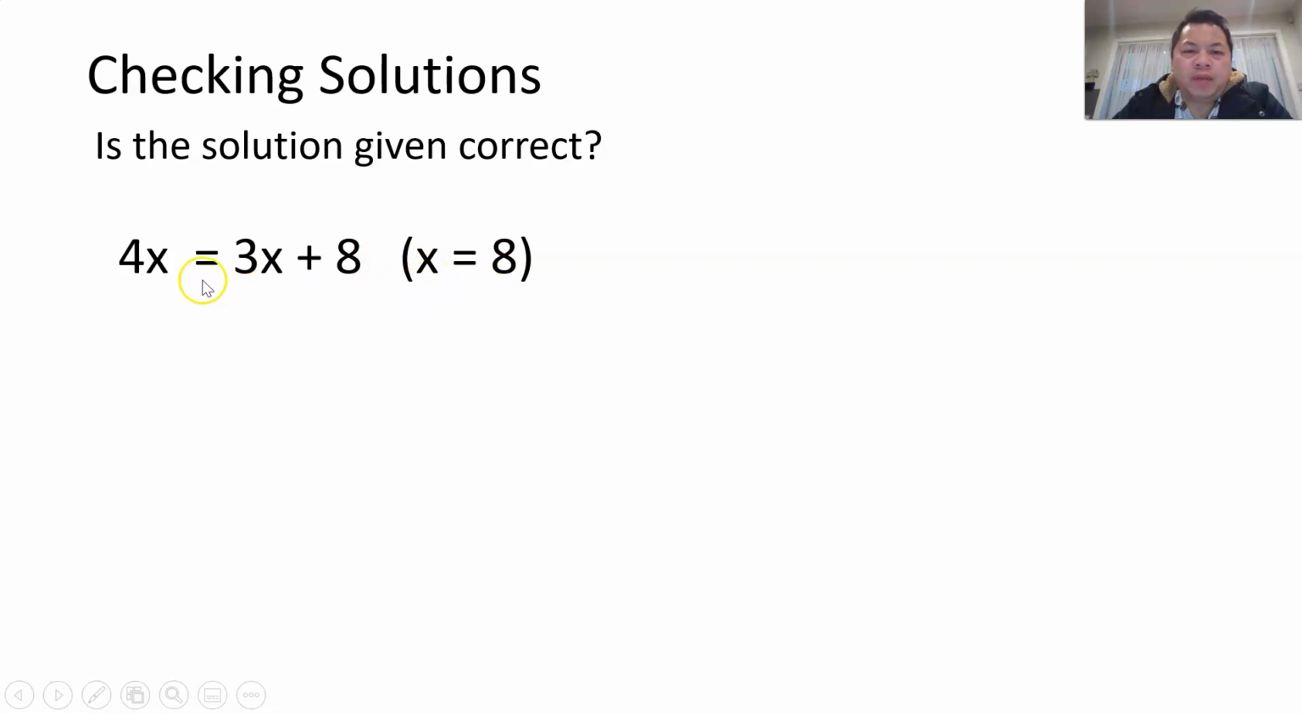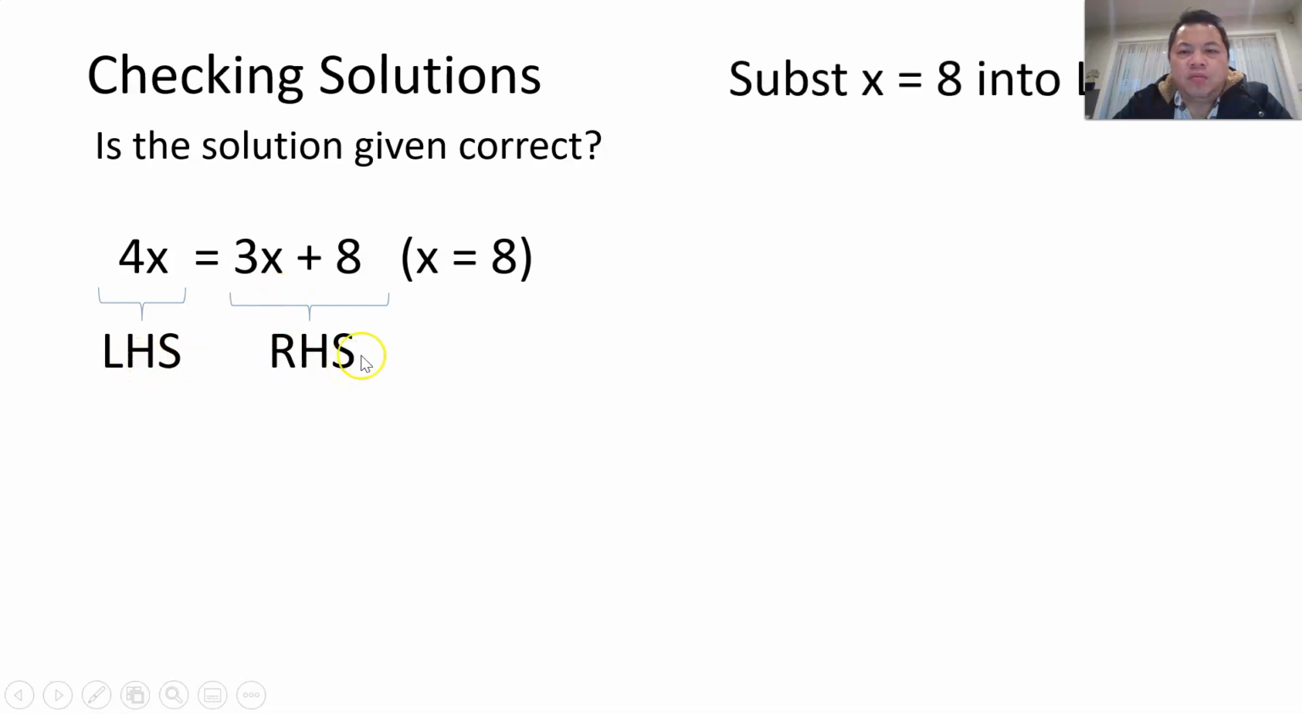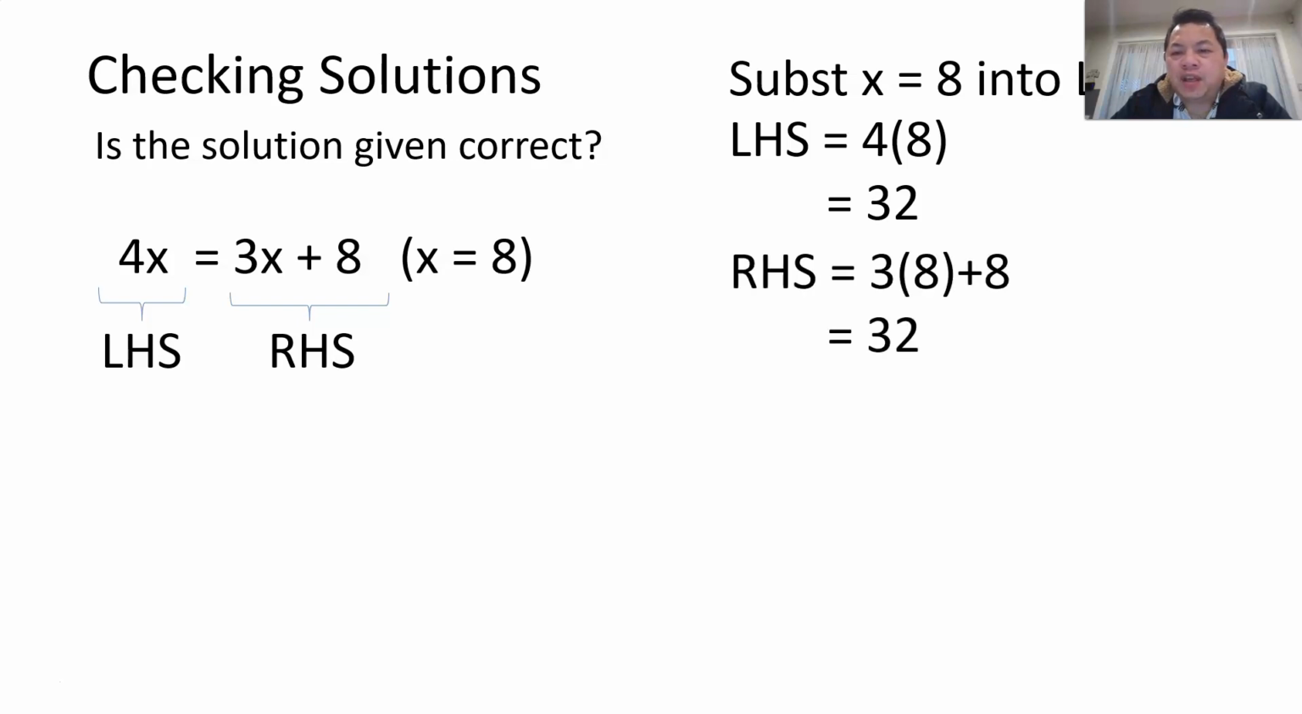In mathematics, whenever you have an expression like this, we call this the left-hand side of the equation and this is the right-hand side of the equation. Left-hand side, right-hand side. By substituting x equals 8 into the left-hand side, it's 4 times 8, which is 32. Now substitute x equals 8 into the right-hand side: 3 times 8 plus 8, so 3 times 8 is 24, 24 plus 8 is 32. Therefore, left-hand side is equal to right-hand side, meaning that 8 is a solution to the equation.